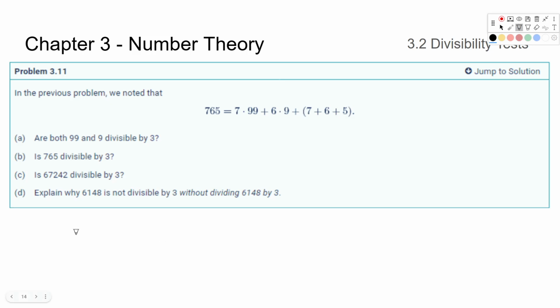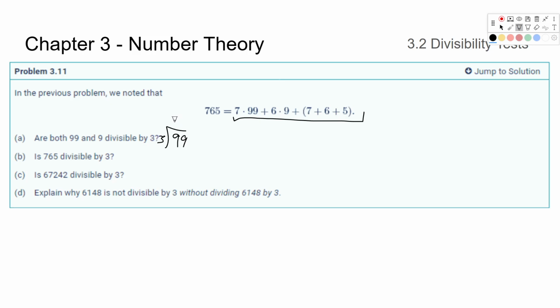Okay, so next problem here. In the previous problem, we noted that the 765 became this, right? We broke it down, and we're left with a bunch of stuff that's multiples of 9, and then the digits added up. Are both 99 and 9 divisible by 3? Well, we know that 9 is just 3 times 3, so 99, I guess it must be divisible by 3, right? 99, we can just do a quick division.